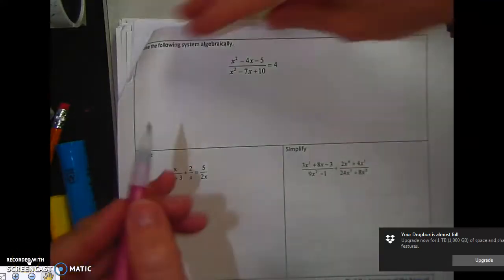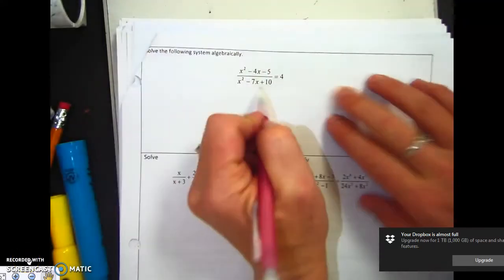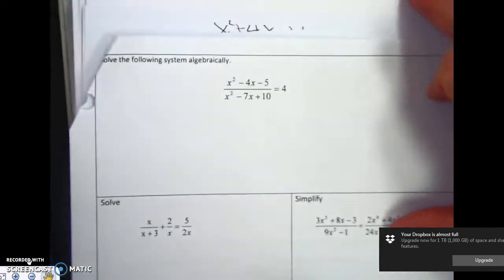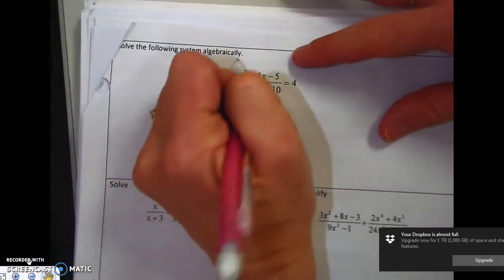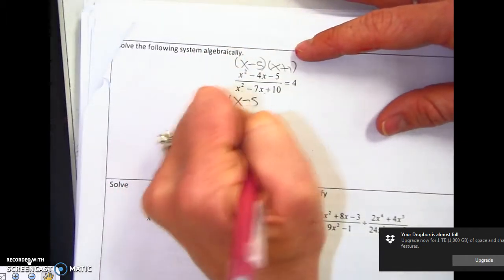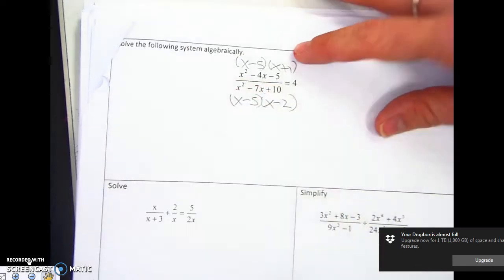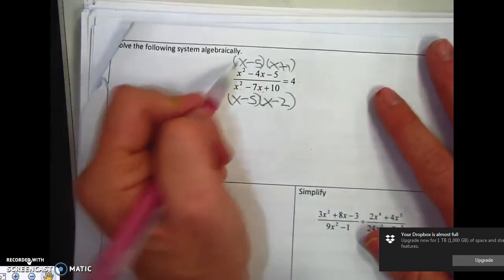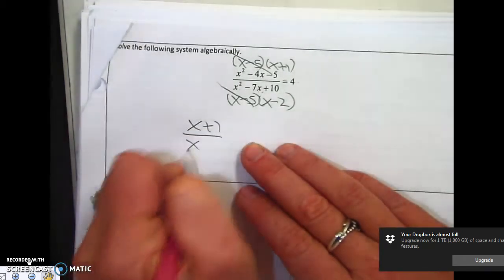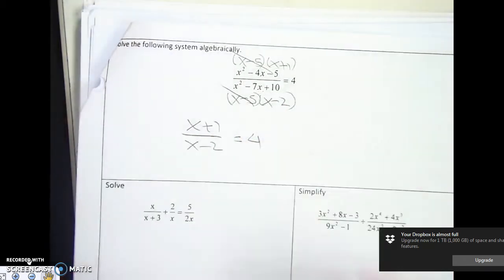So there's a couple different ways to do this problem. I could multiply both sides by x squared minus 7x plus 10. But honestly, I think the easiest thing is whenever I see an x squared, it makes me think of factoring. So I factor the top and I factor the bottom. I notice they have something exactly the same, so I cross it off. Then I'm left with x plus 1 over x minus 2 equals 4.